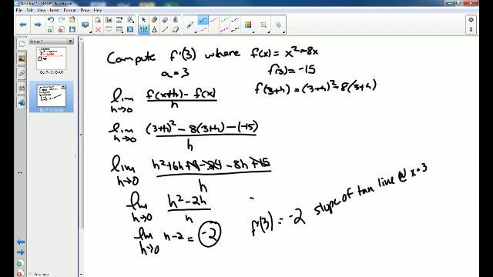Now, we also know this piece of information, right? We know the value of f at 3 is negative 15. What's our equation of that tangent line?